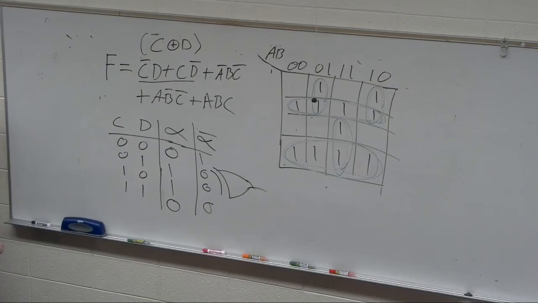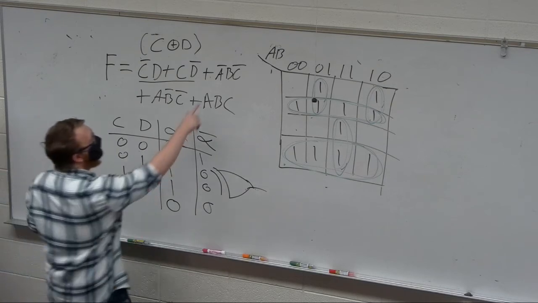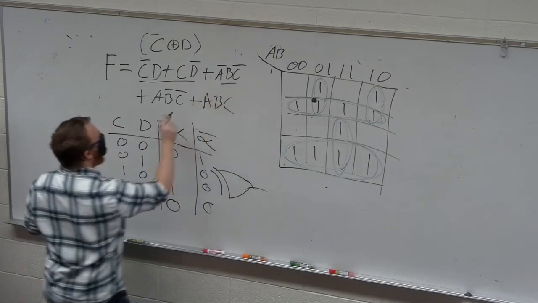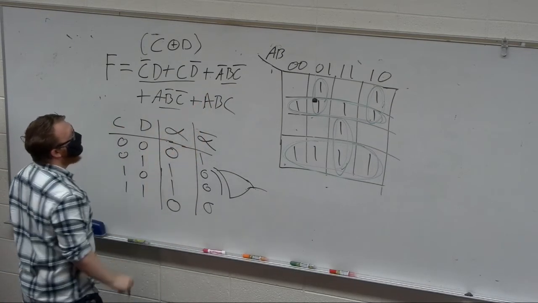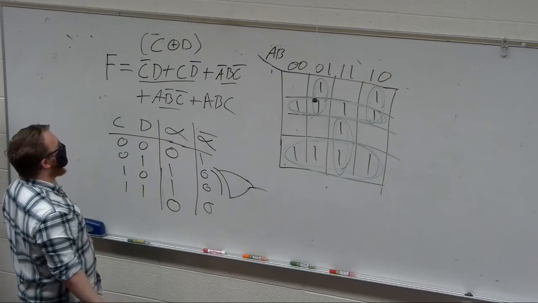Do you see any other simplifications? Yes. What do you see? A not B, C not, with an S on A, B not, C not. A and B are changing, C is still the same. Ah, yes.